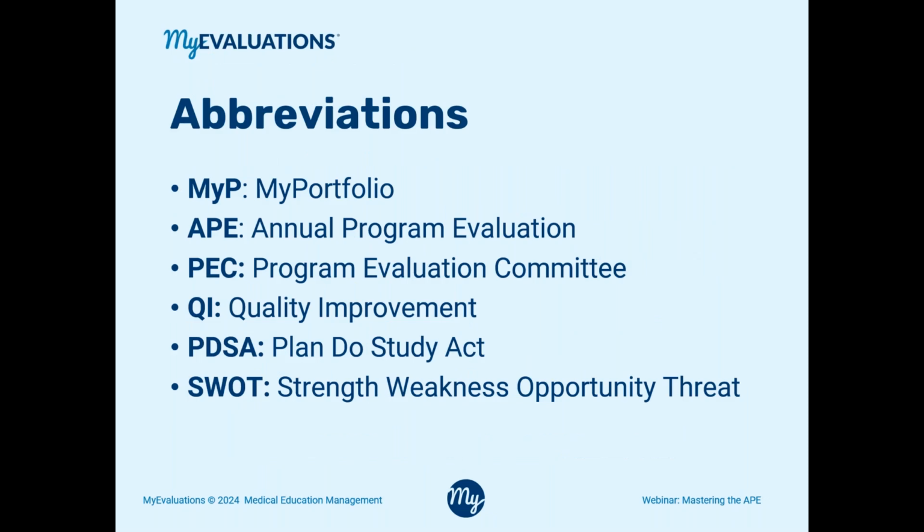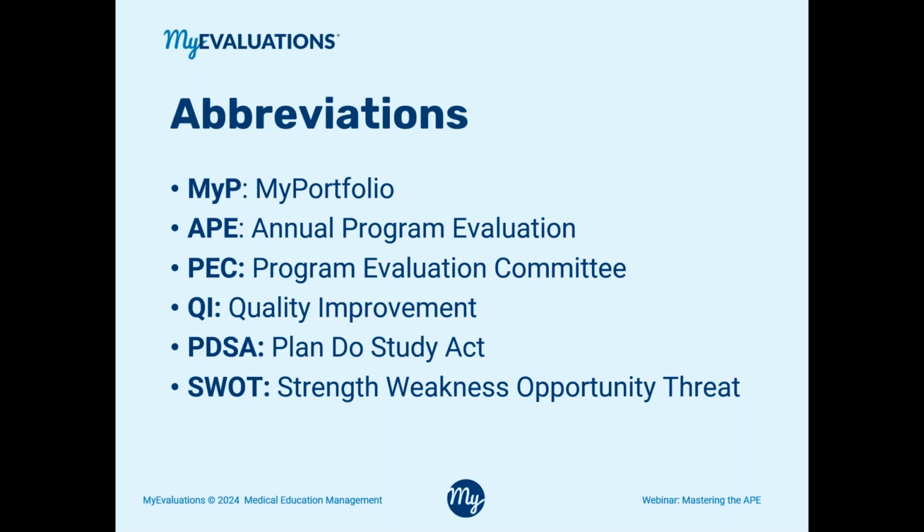As part of today's discussions, you might see some abbreviations throughout the system. I want to make sure that you're familiar with these abbreviations. MyP is a reference to my portfolio and my evaluations. APE refers to the annual program evaluation. PEC is the program evaluation committee. QI, quality improvement.